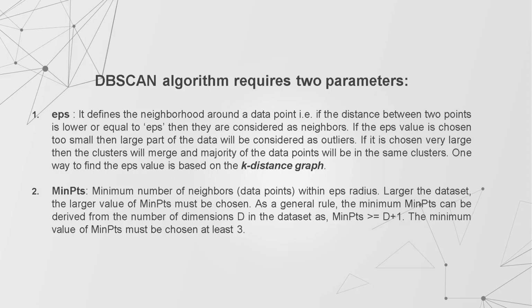Next is MinPts. It is the minimum number of neighbors, data points within the EPS radius. The larger the dataset, the larger the value of MinPts must be chosen. As a general rule, the minimum points can be derived from the number of dimensions d in the dataset as MinPts greater than or equal to d plus 1. The minimum value of MinPts must be chosen at least 3.